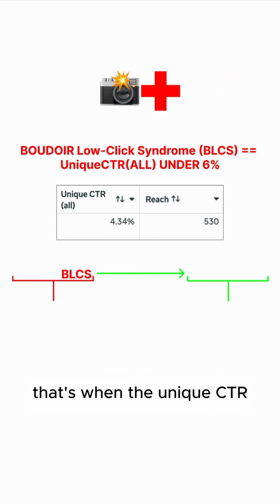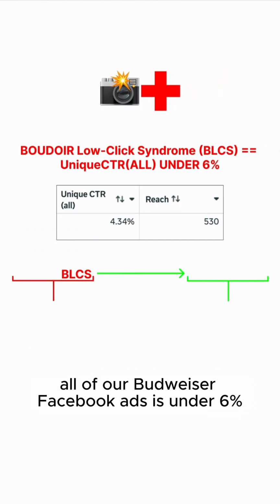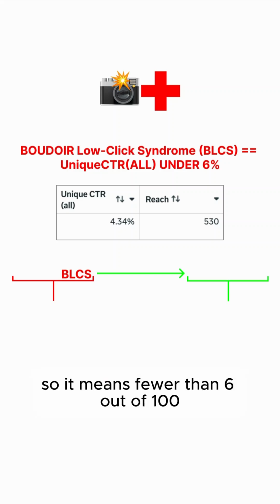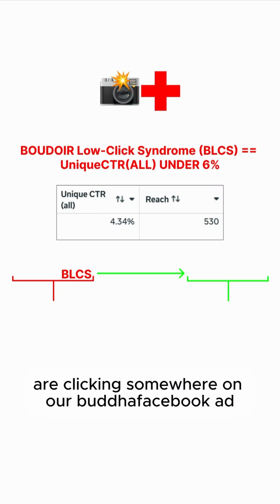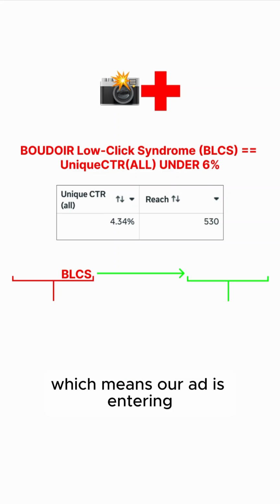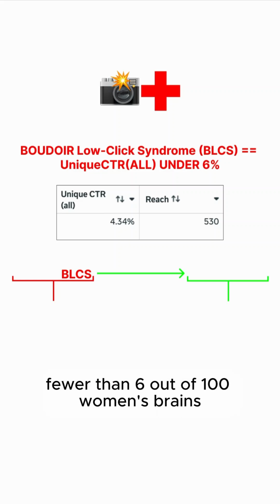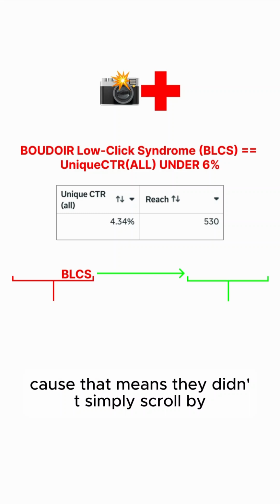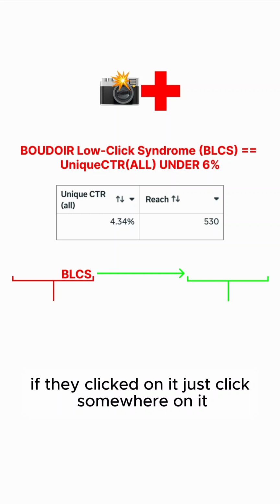That's when the unique CTR on all of our Boudoir Facebook ads is under 6%. So it means fewer than 6 out of every 100 women are clicking somewhere on our Boudoir Facebook ad, which means our ad is entering fewer than 6 out of 100 women's brains. Because if they clicked on it, just clicked somewhere on it, that means they didn't simply scroll by.